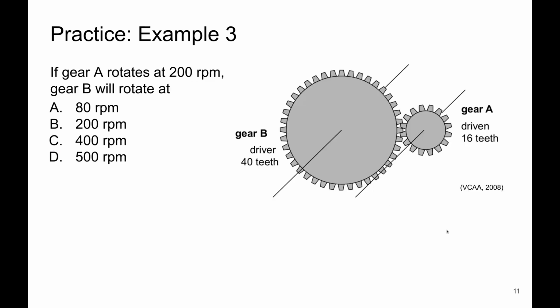In the next practice example, we have a situation where we have 2 gears, and the question is asking us if gear A rotates by 200 RPM, which is the driven gear, what will gear B rotate at, which is the driver gear. Again, please pause the video while you work on the problem and resume to see the solutions.